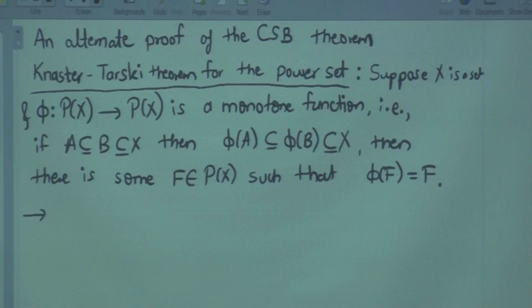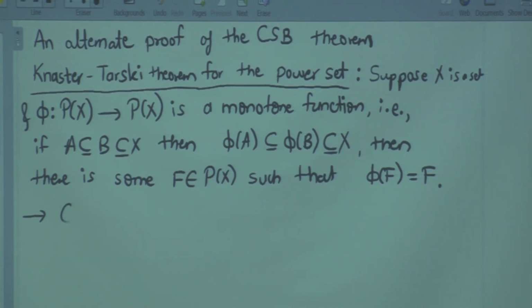Then this map has a fixed point, which means there exists some F, a subset of X, such that phi of F is equal to F. More generally, this is known as the Knaster-Tarski theorem. I have also written the name. What is X here? X is any set. Suppose X is a set and phi is a monotone function.